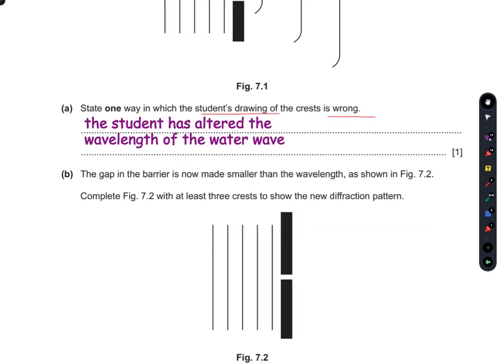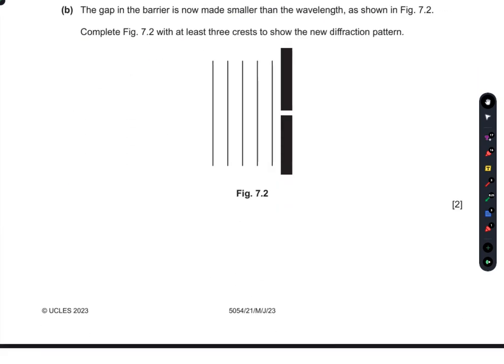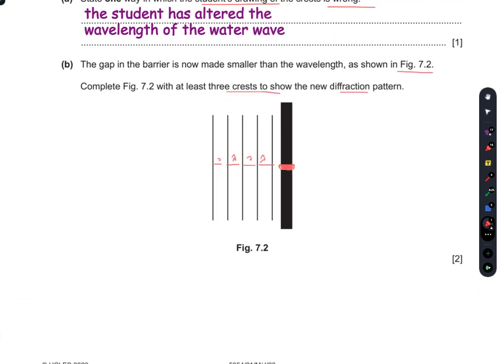So part B. The gap in the barrier is now made smaller than the wavelength, as shown in figure 7.2. Complete figure 7.2 with at least 3 crests to show the new diffraction pattern. The wavelength first of all remains the same. Now you have decreased the slit here, so you will get greater diffraction. It would be something like this.